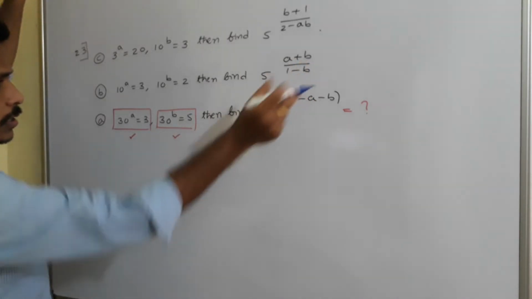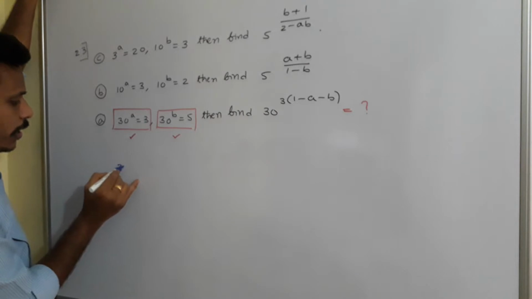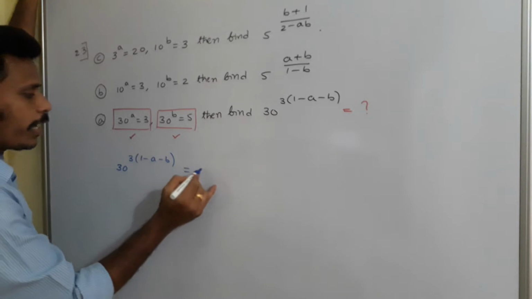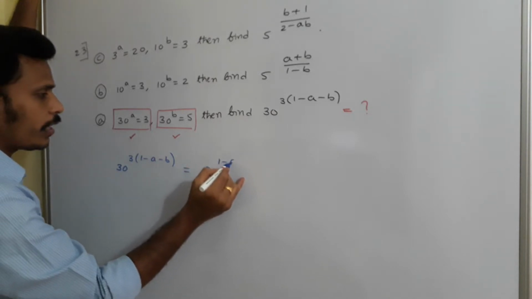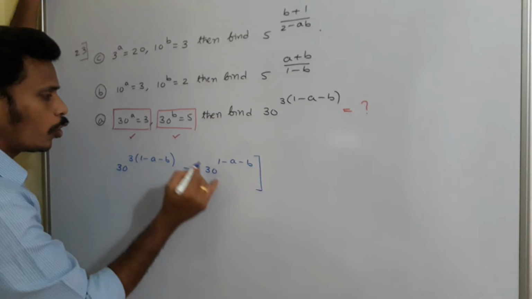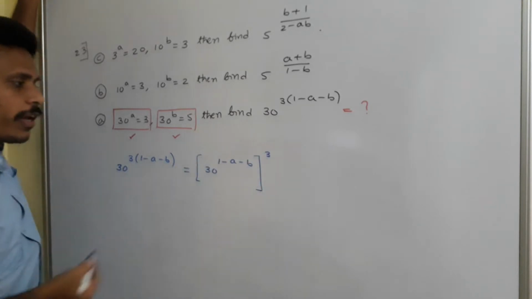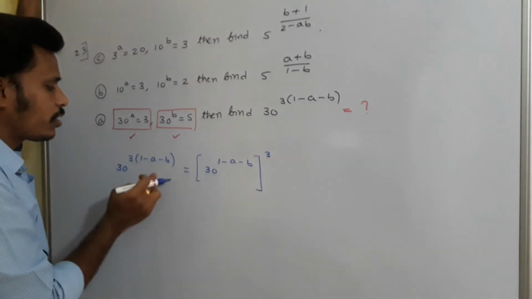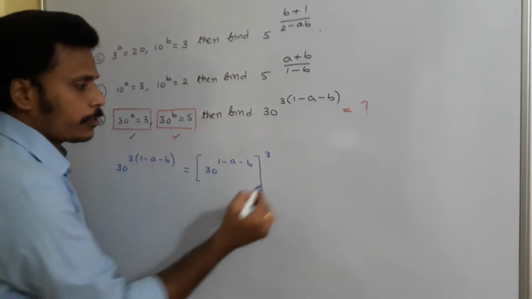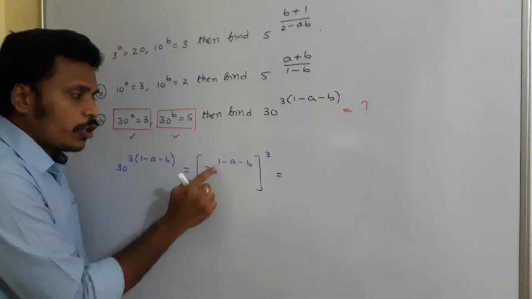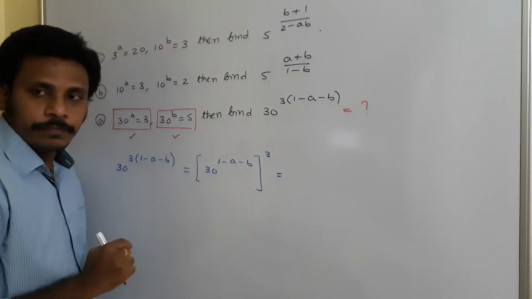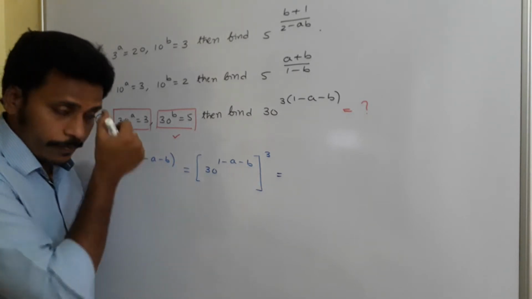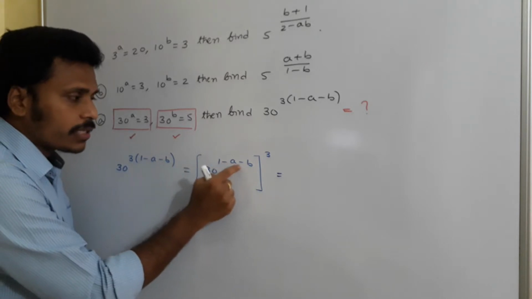First of all, I will start with this: 30 to the power 3 into 1 minus A minus B can be written as 30 to the power 1 minus A minus B, whole to the power 3. Is it right? A power m power n, if you multiply these two, that is equal to this 30 power 3 into 1 minus A minus B. And this is equal to 30 to the power 1 minus A minus B. And you know that A power m minus n is A power m by A power n. In the same way, this 1 is positive, minus A and minus B.